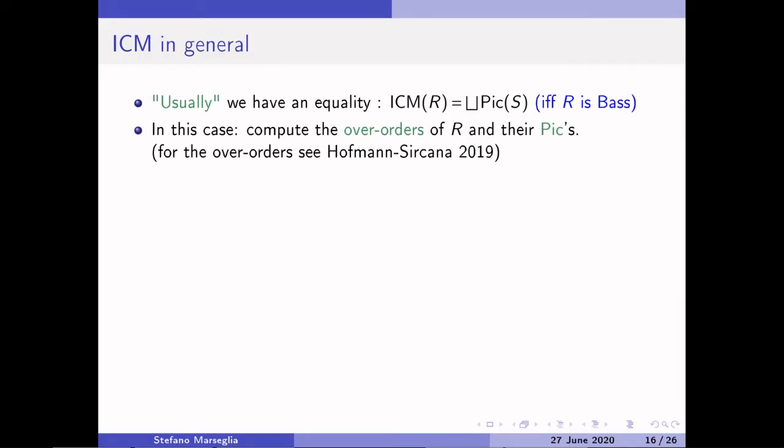More precisely, this equality happens if and only if the order R is a Bass order. Bass means that every overorder S is a Gorenstein order. Gorenstein orders were studied in the paper by Hyman Bass with title On the Ubiquity of Gorenstein Rings, and I hope that you accept the word ubiquity as a proof that this is actually the usual case. These happen very often. Most orders are Bass, so most of the time we have this equality, but not always.